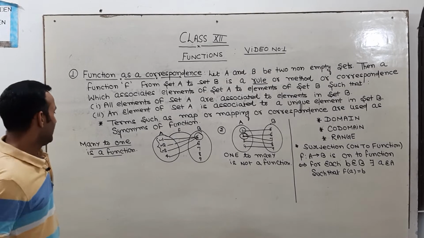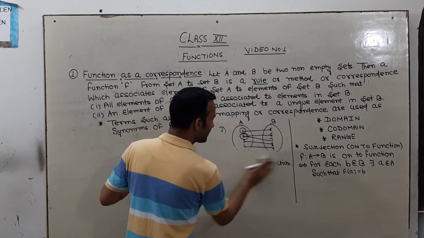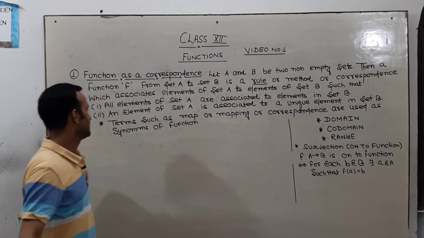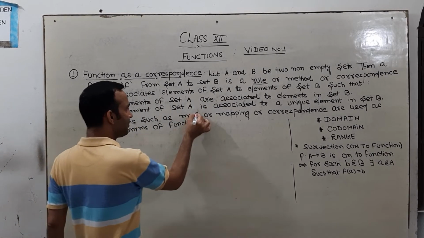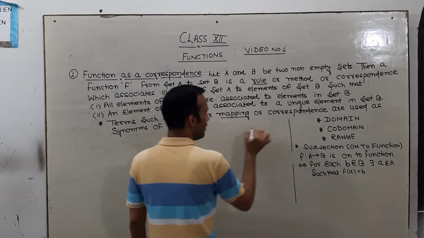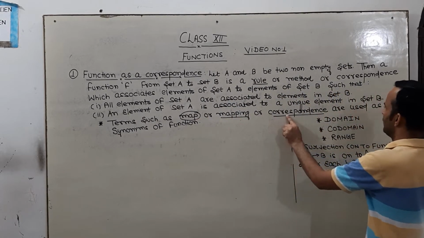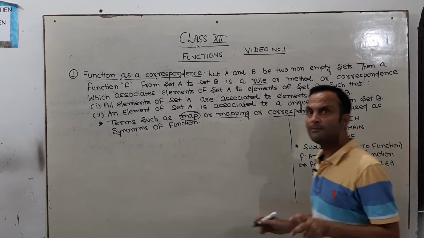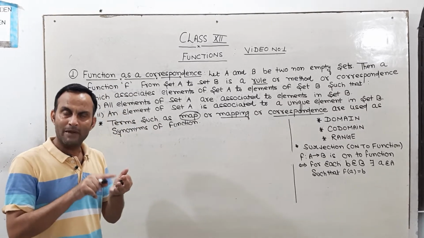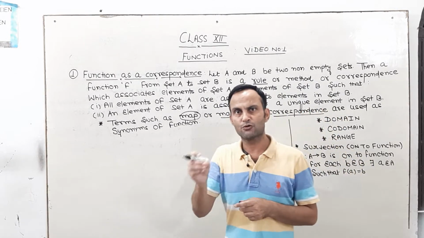Okay? Now dear students, see the next concept. I hope you understand all these examples. See here, terms such as map, mapping, or correspondence are used as synonyms of the function. Means map, mapping, correspondence, these three are all names of a function. You can call it by any name.